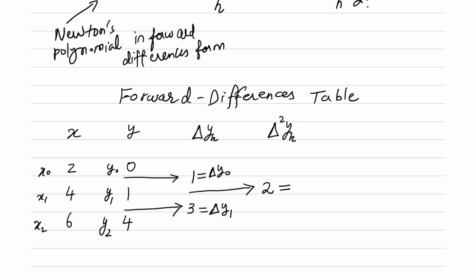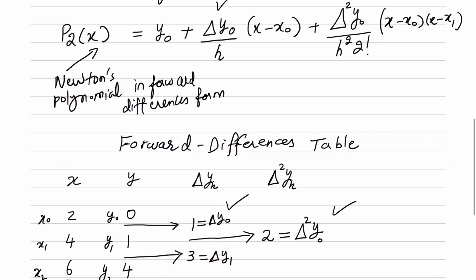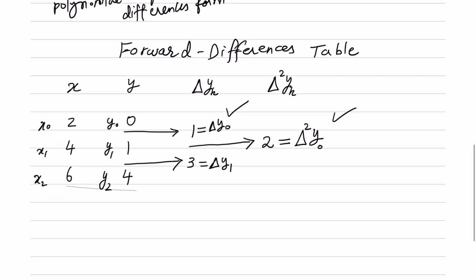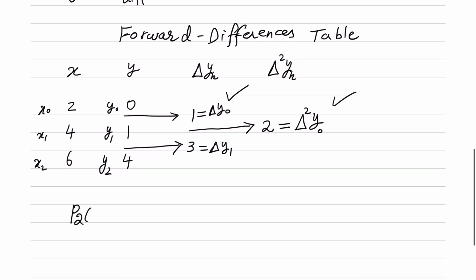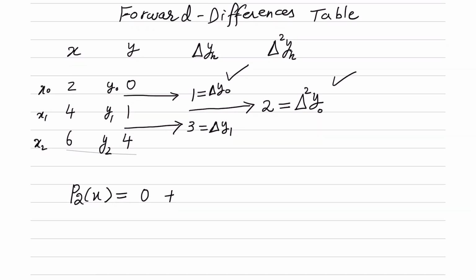This value 2 is denoted as forward square y naught. Let's plug the values of forward y naught and forward square y naught into our polynomial p2 of x written in forward differences form. So we have p2 of x equal to y naught. Y naught from the table is 0, plus forward y naught over h into x minus x naught. Forward y naught is 1 over h.